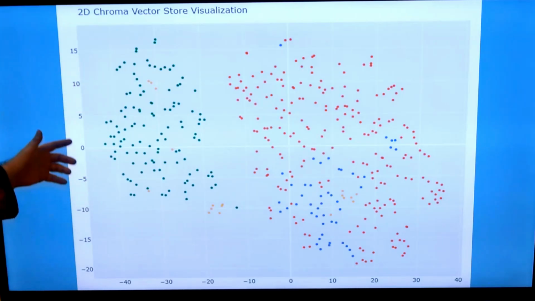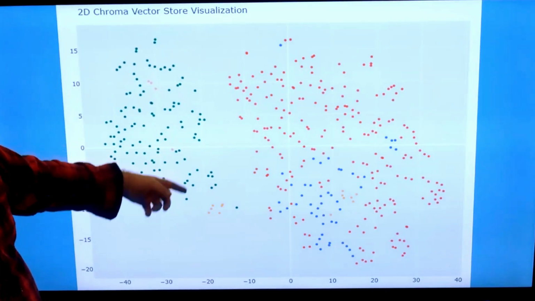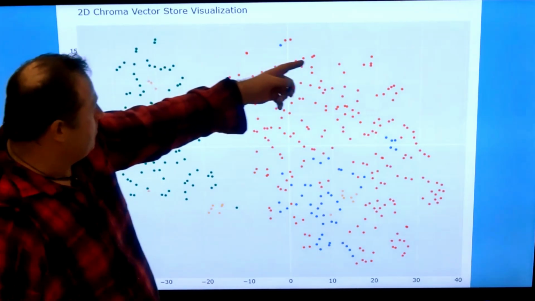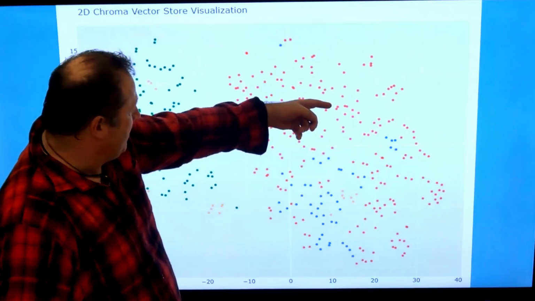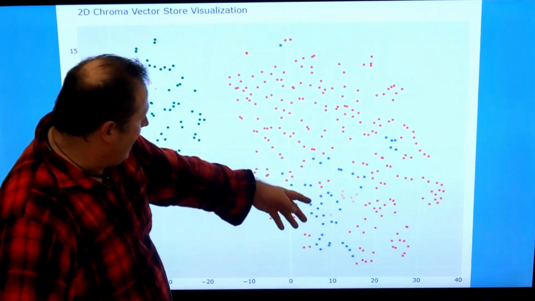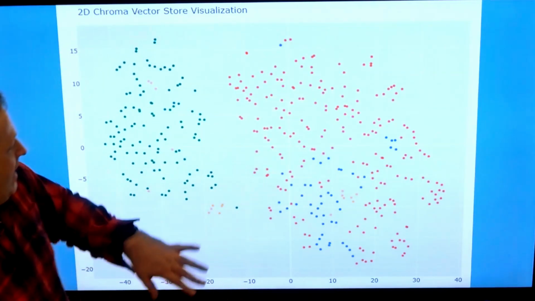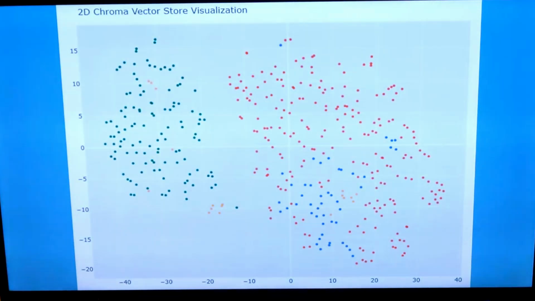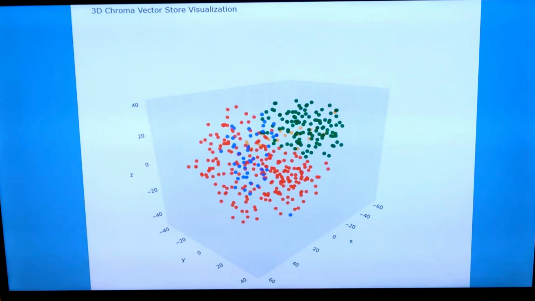So this is business documents. Say this might be contracts, and then the red dots might be personnel, and then blog posts. You can see that's how it's stored it in its mind. And that's the three-dimensional version.